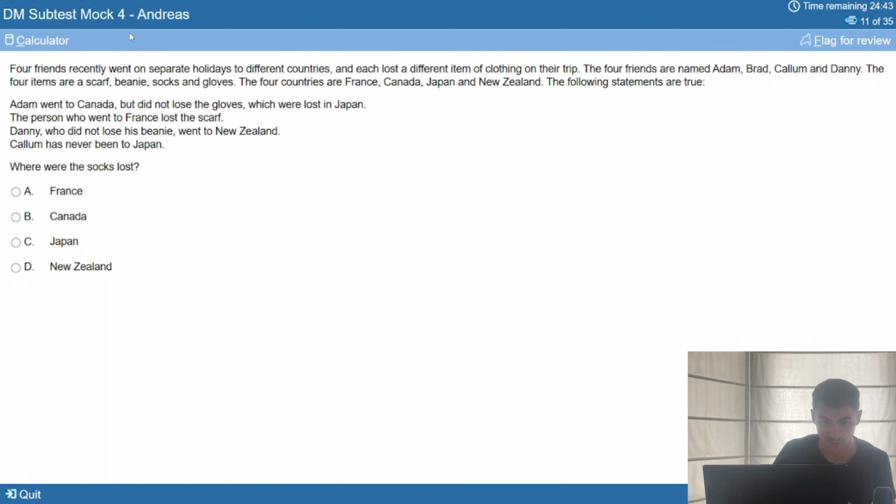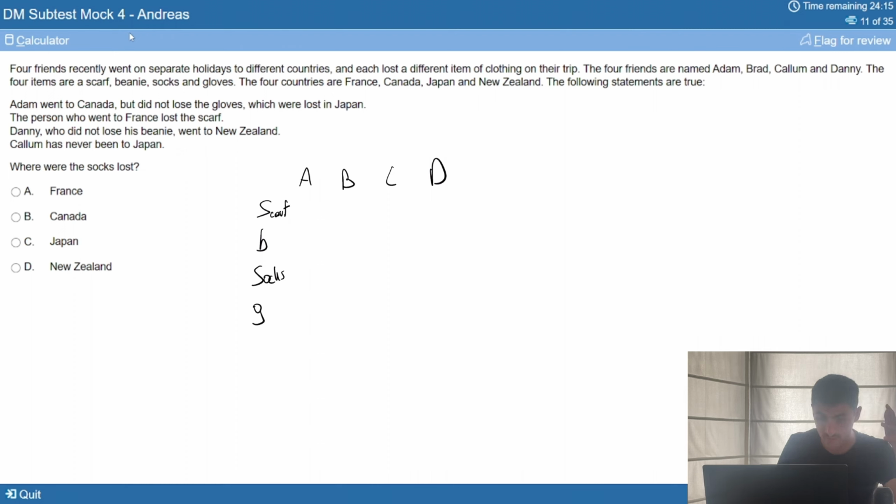Okay, I'm going to do this one. So 4 friends recently went on a separate holiday. So this is one of those 3 variable questions. So we have A, B, C, and D. So it's convenient. The 4 items are a scarf. So it's an S, B. So we have another S. So let's name this socks and this, what was it, scarf. Okay, so we don't get confused.